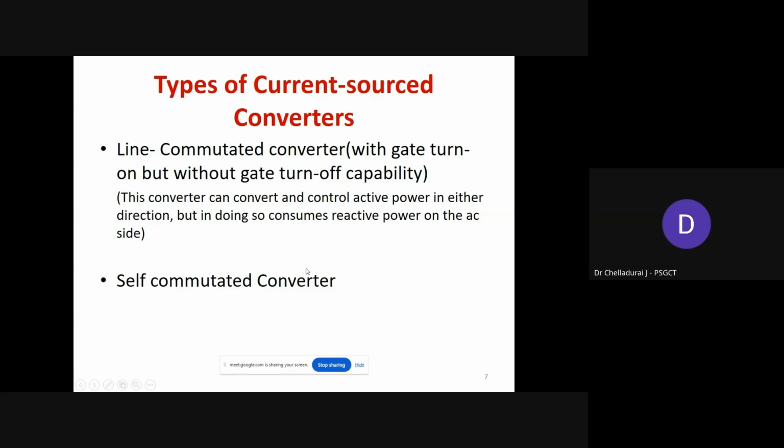The second one in current source converter topology is the self-commutated converter. In the self-commutated converter, instead of using SCR, fully controlled capability devices like transistor, IGBT, or MOSFET can be used to convert DC into AC. By using this conversion topology, we can effectively convert DC into AC.